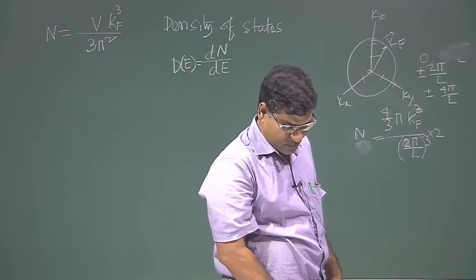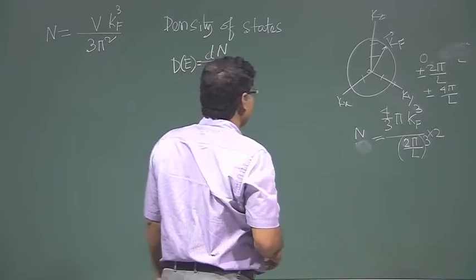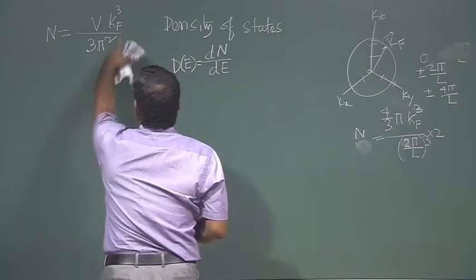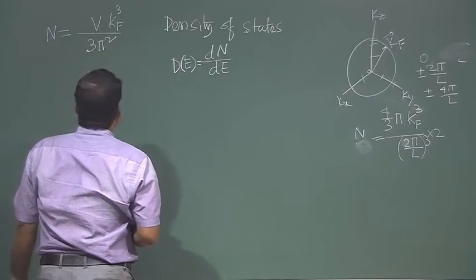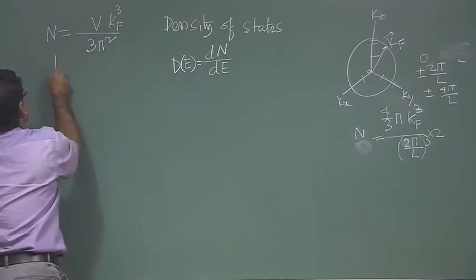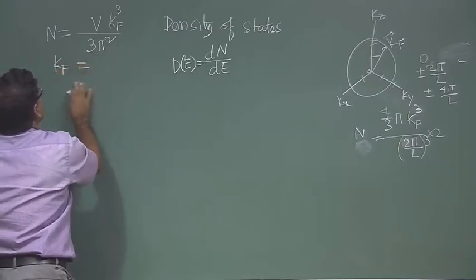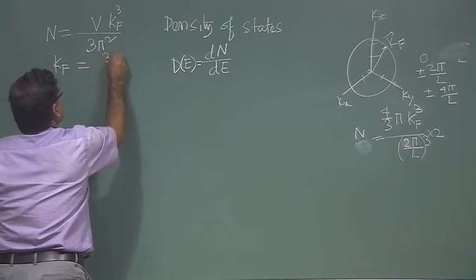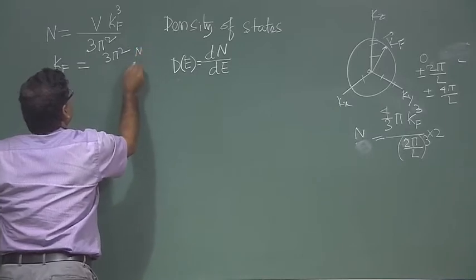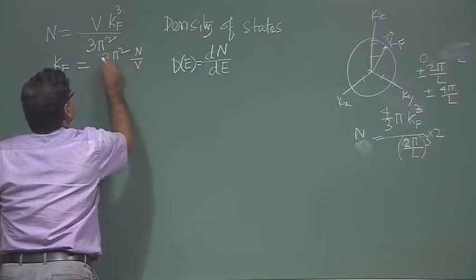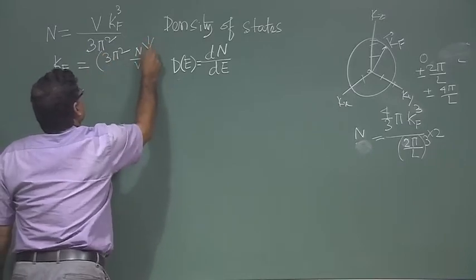So, kf 3 pi square n by v, it will be okay, this fine. This is total number of n electrons, and then kf will be equal to 3 pi square n by v, right.